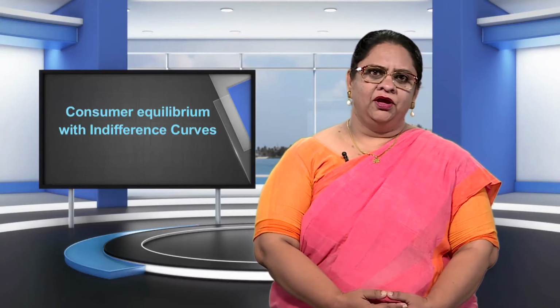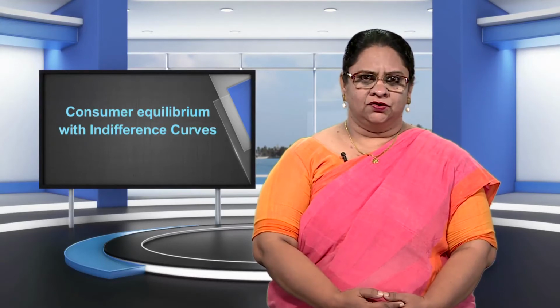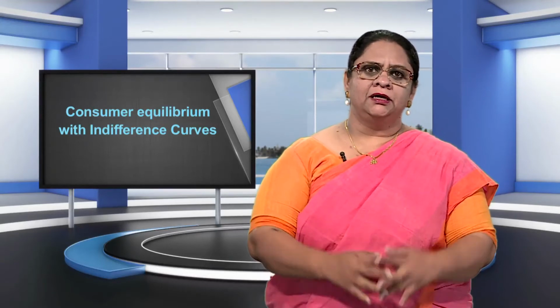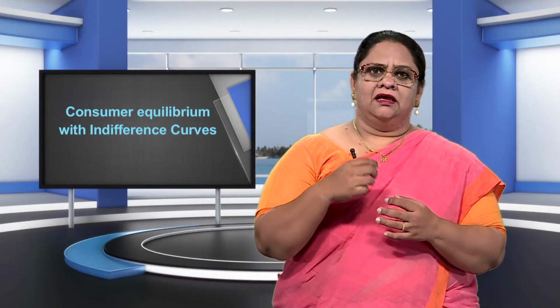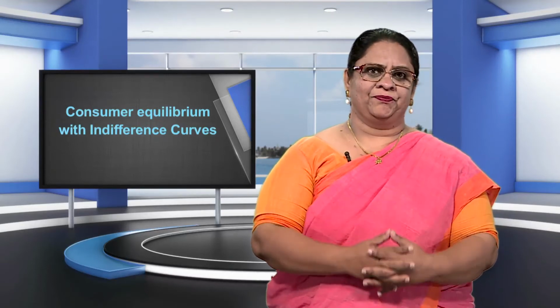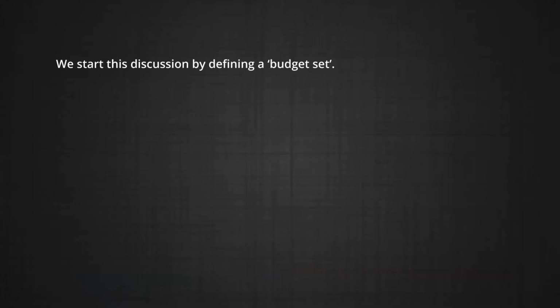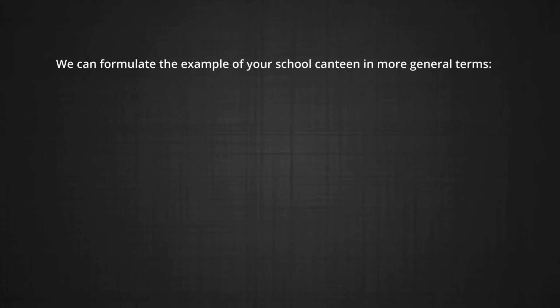As a first step, we assume that a consumer can only spend what she earns. So, the amount that she buys depends on her budget or on her income. To be more precise, it depends on the prices of goods available in the market and her income. We start this discussion by defining a budget set. This is a set of bundles of goods affordable to a consumer given her income and given prices of those goods.